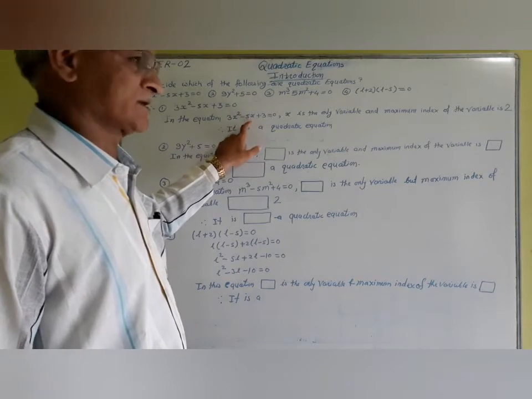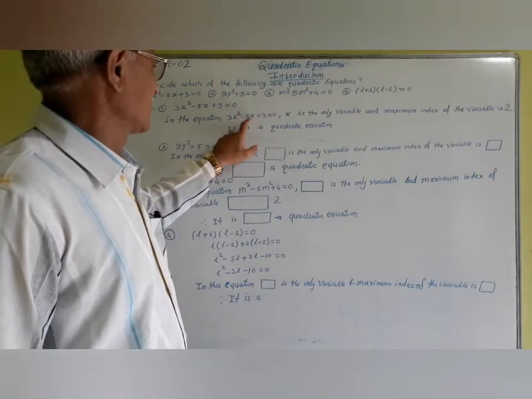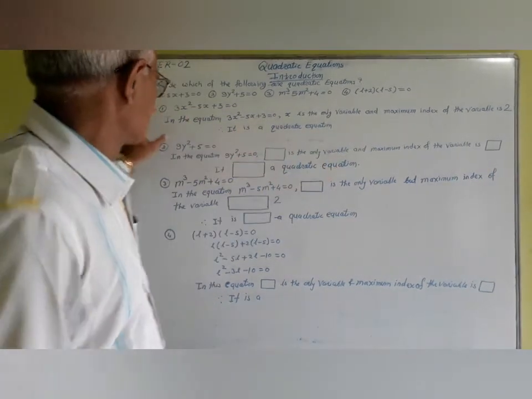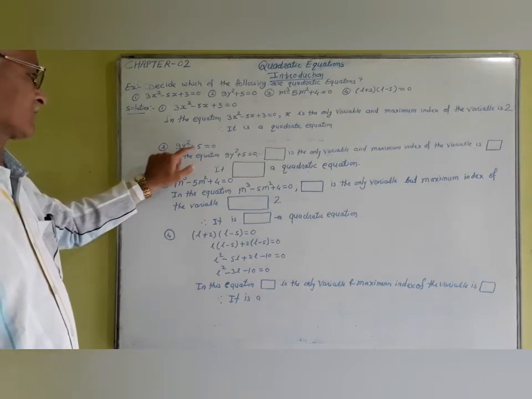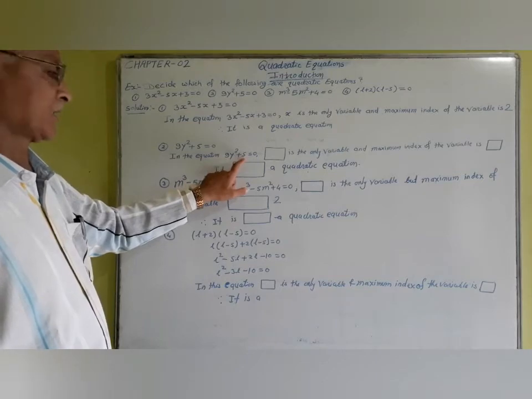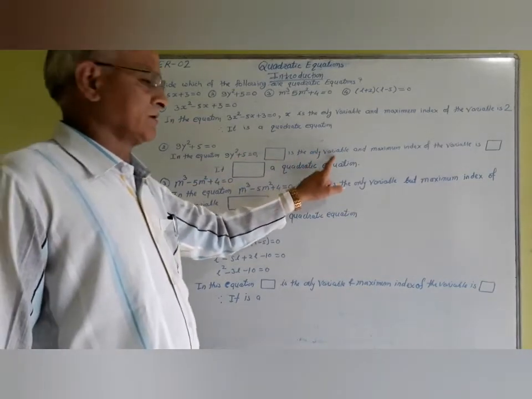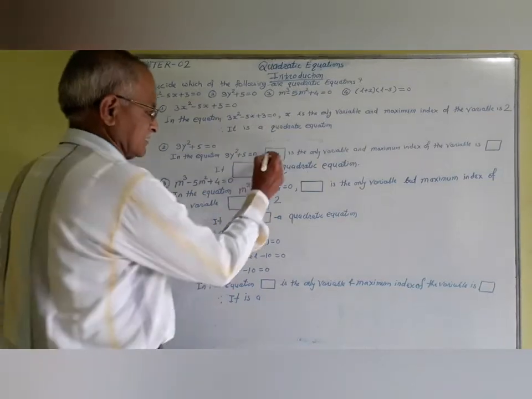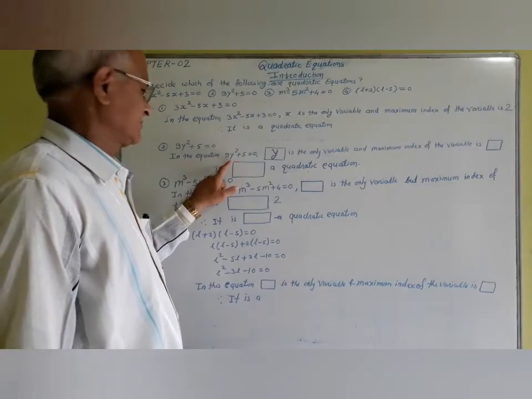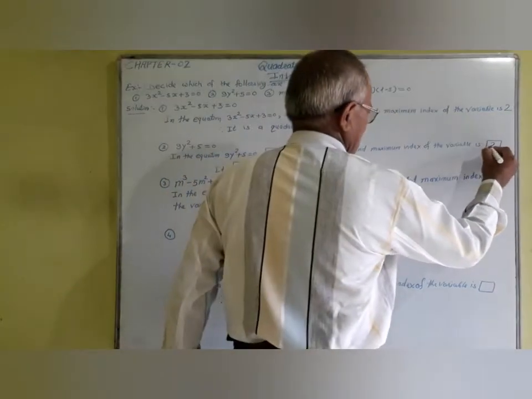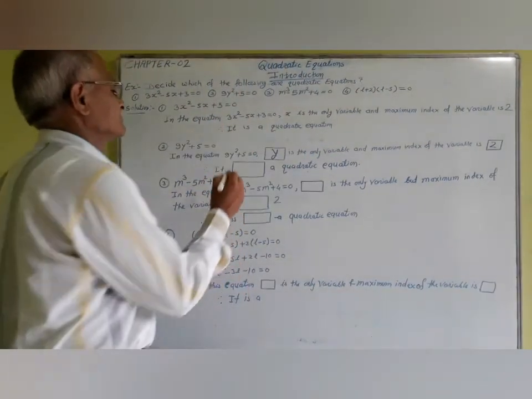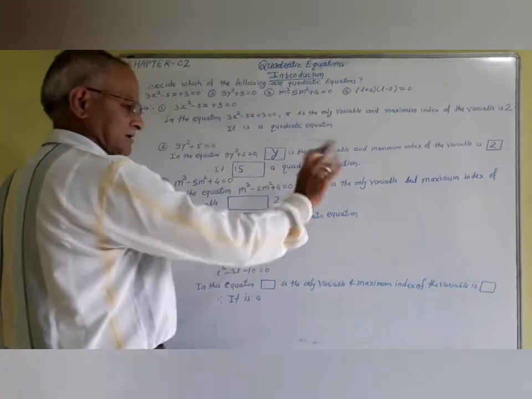3x square minus 5x plus 3. The index of x is 2 and therefore it is a quadratic equation. Similarly, in equation 2, 9y square plus 5 is equal to 0. In this equation, which is the variable? Y is the variable, and the maximum index of the variable is 2. There is only one variable and the maximum index of the variable is 2, and therefore it is a quadratic equation.